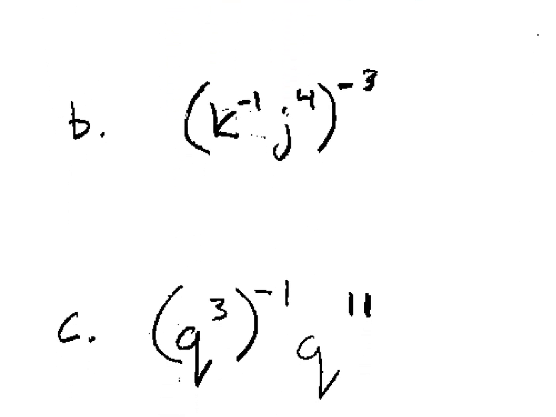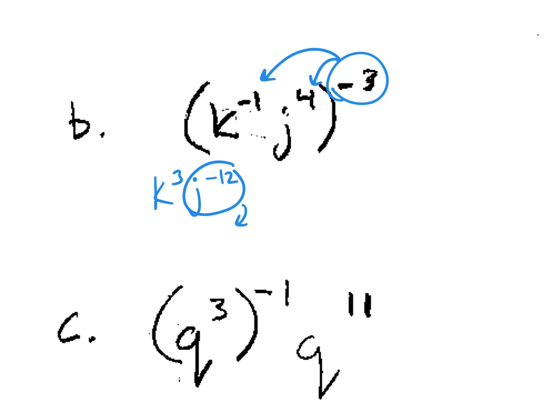Letter B, I've got a negative 3 out here. That is going to go to both of those on the inside, so this will become k to the third power and j to the negative 12th power. But we can't have negative exponents, so we're going to move that down below. So your final answer would be k to the third power divided by j to the positive 12th power.